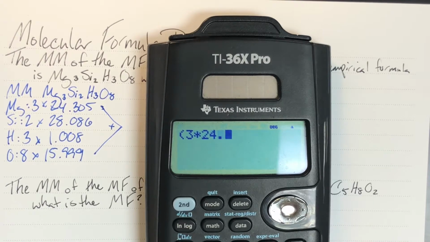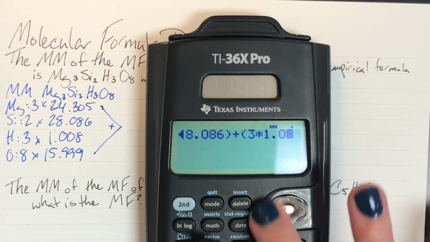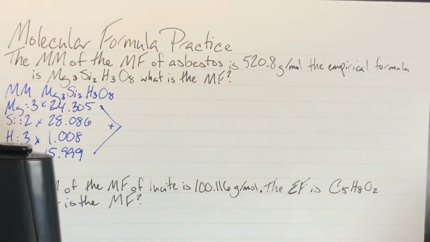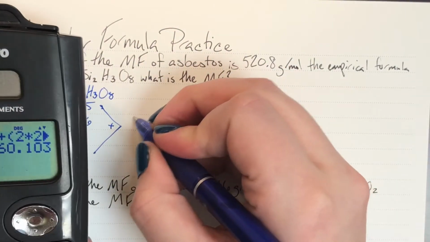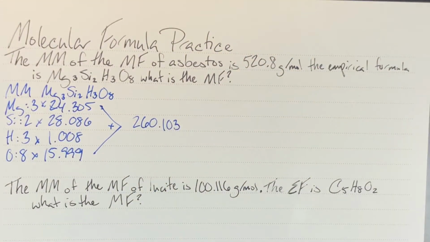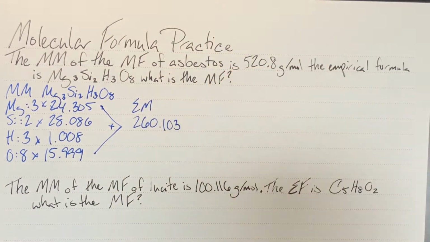So 3 times 24.305 plus 2 times 28.086 plus 3 times 1.08 plus 8 times 15.999. Okay, that will give me an empirical mass of 260.103. So this is my empirical formula mass, molar mass.